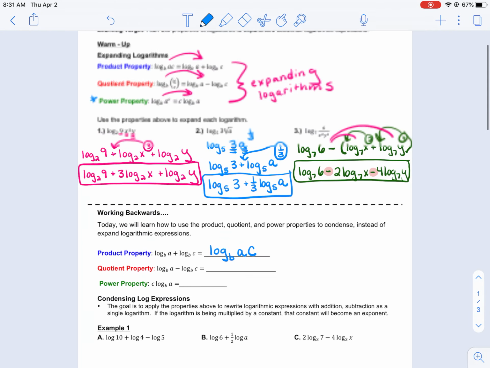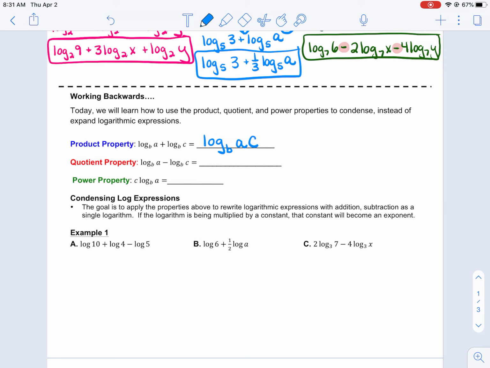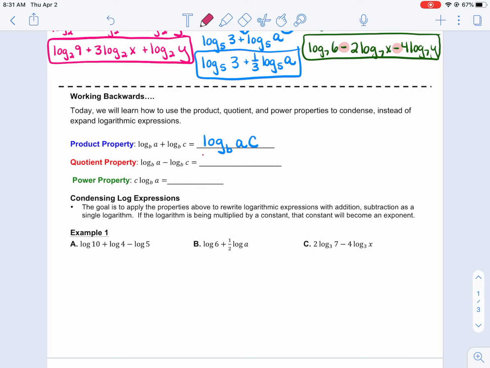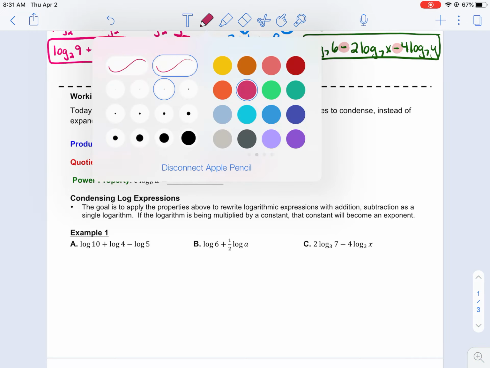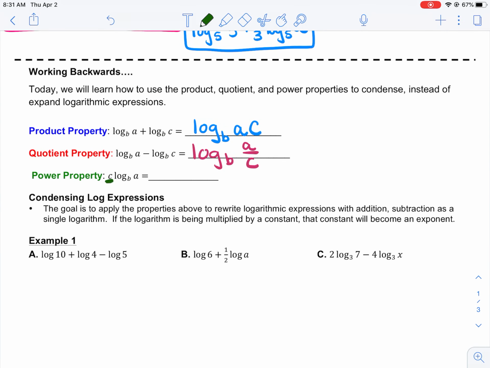Same properties as above, but now we're going to go in the reverse order. So instead of expanding them, we're going to put them back together. Addition becomes multiplication. Similarly, if we have a quotient, we're going to put those back together in a single log using division. And lastly, if we want to condense using the power property, if we notice a constant in front of a log that is being multiplied, we're going to put that constant up here and make it an exponent. So log base b of a to the c.